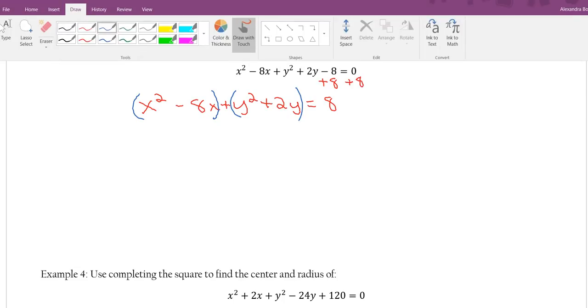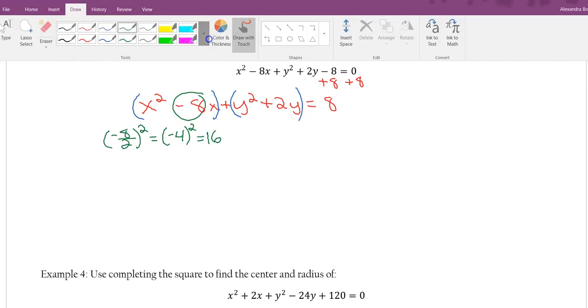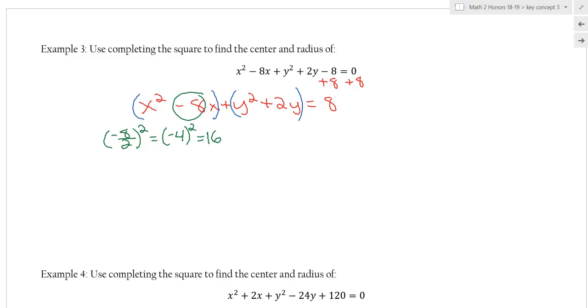Now, this one is different from the other two we've done. I have something for both of them. So I'll do my x's first, right? I have a negative 8 here. So I'm doing negative 8 divided by 2 squared, which equals negative 4 squared, which equals 16. Okay. And then I have to also use this 2. So I have positive 2 divided by 2 squared. 2 divided by 2 is 1 squared, which equals 1.